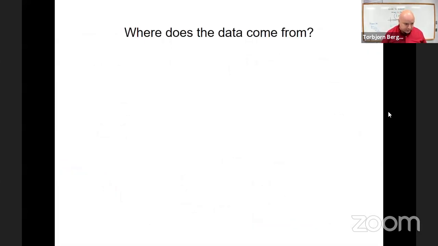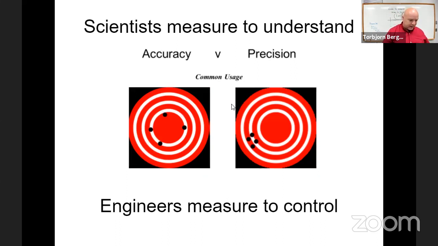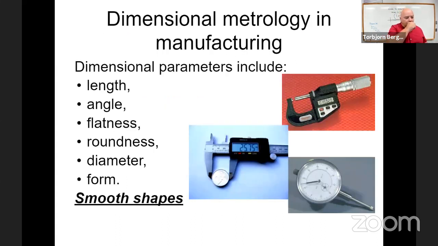Where does the data come from? It comes from measurement. We just talked about all this stuff. Who should do the measurement? Well, it depends. All right, so accuracy, precision, we talked about that stuff. In manufacturing, so let's focus on manufacturing, we can either be talking about science or engineering. There are things that we can measure. We can easily measure lengths, angles, flatness, roundness, diameter, form. So form is the shape, right?